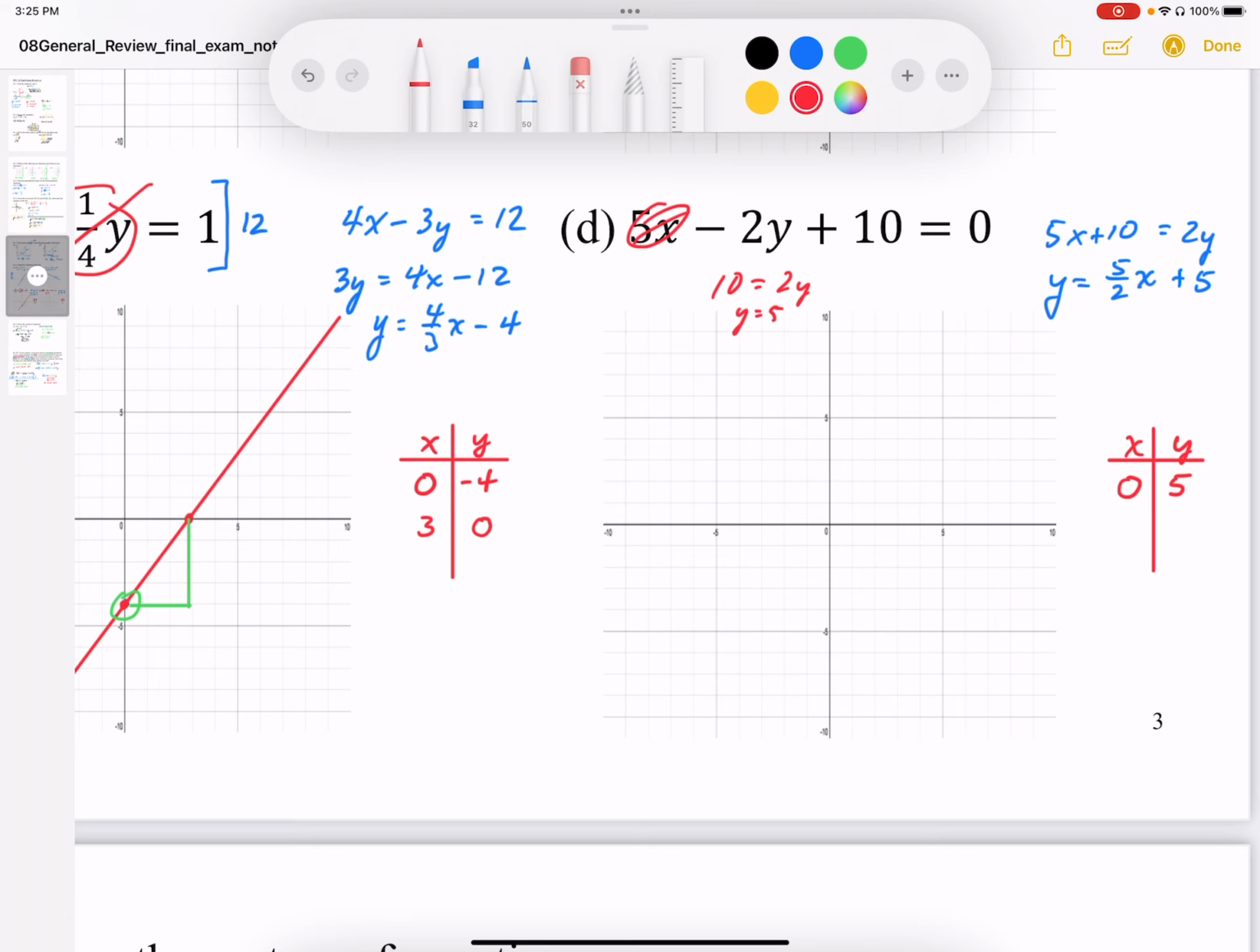And then we can do the same for the x-intercept. Make y equal to 0. That's going to make this term 0, and we get 5x plus 10 equals 0. 5x equals negative 10. X is equal to negative 2. So negative 2 and positive 5 are my intercepts. So I have a point here. I have a point here. You can see that that's going to give me a slope of 5 over 2.